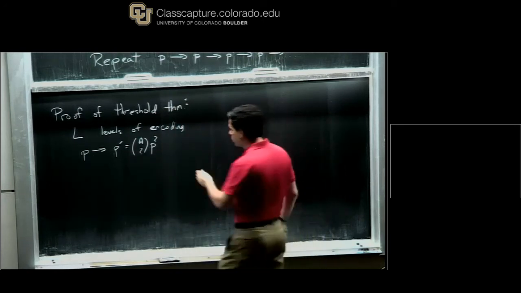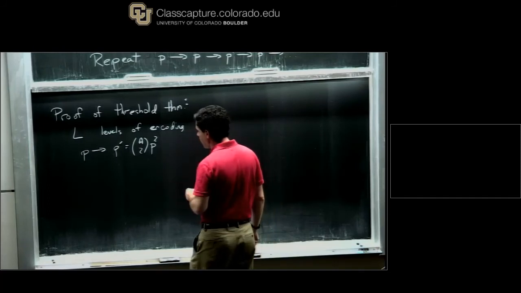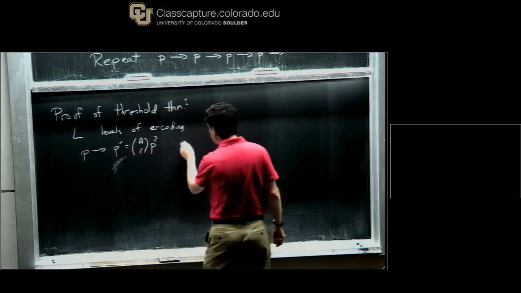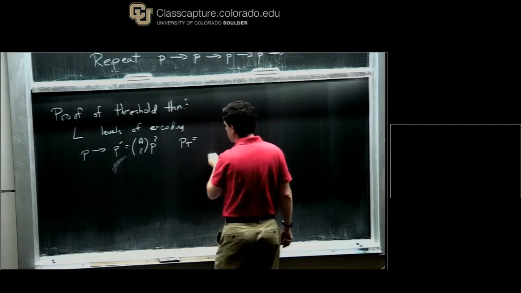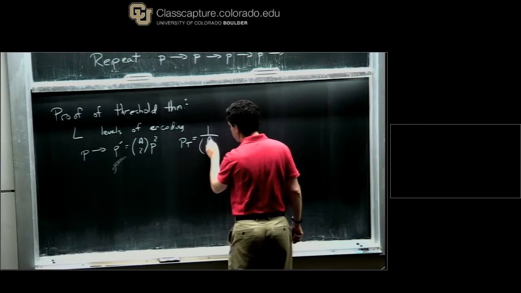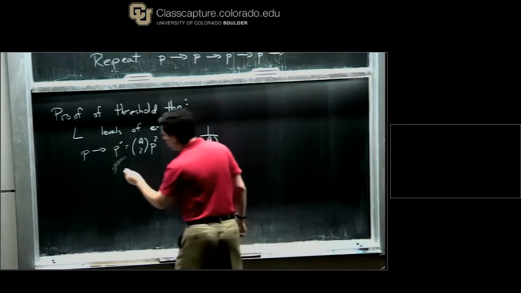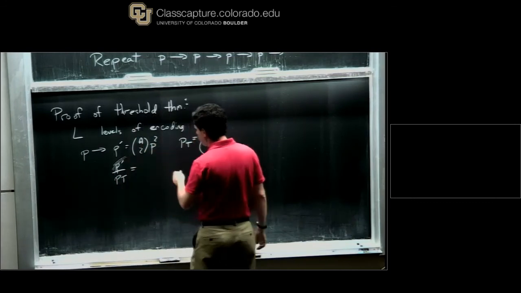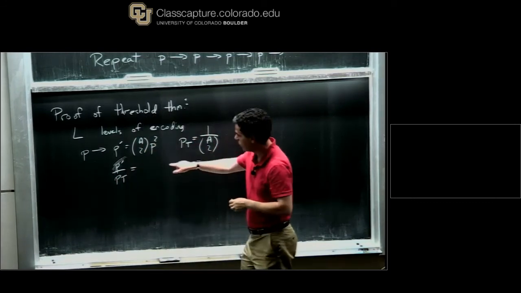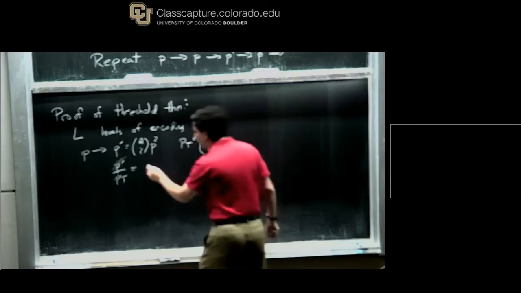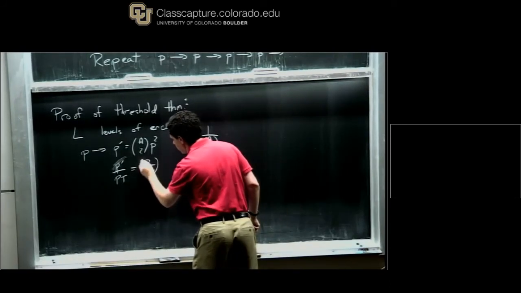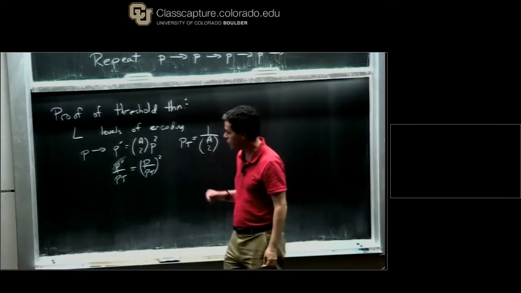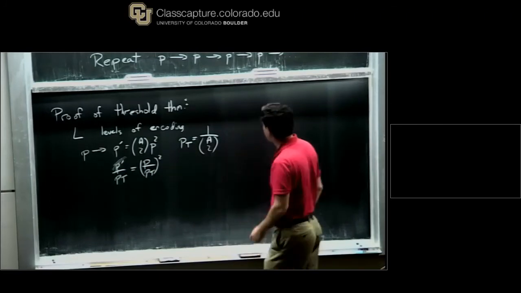Now I want to rewrite this. I'm going to define p sub t, which is going to become the threshold, as 1 over h choose 2, and then p prime over p sub t is equal to, well, this is p squared over p sub t, but then we've divided again by p sub t, so we get p over p sub t squared. And so this is going to be much easier to do a recursive thing on.